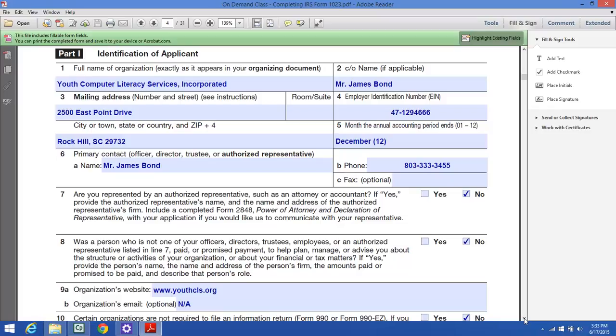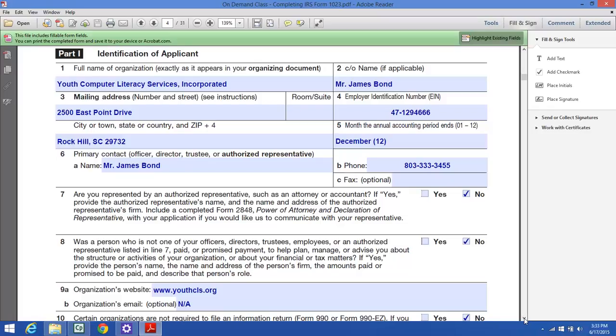Number 5, the annual accounting period. What accounting period are you going to use? If you're going to use the typical calendar year as your accounting period, then you would put December, and you'll put the number 12 in parentheses to let the person processing your application know that you are going to use the typical calendar year as your fiscal year or accounting period.